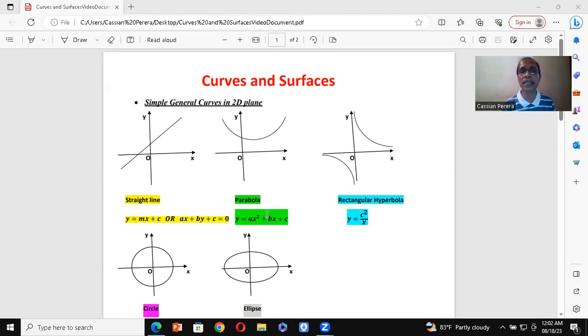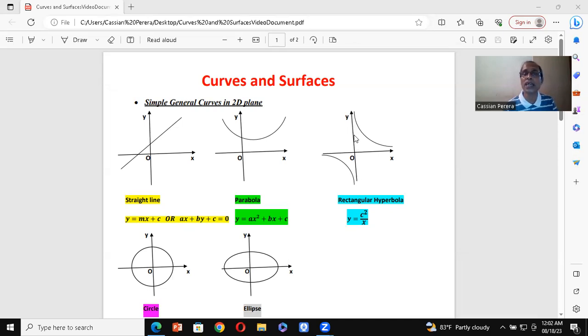Other one is called actually a rectangle hyperbola. A rectangle hyperbola is like that here. It doesn't touch the y-axis at x equals 0. When x equals 0, it goes to infinity, maybe plus infinity or minus infinity. Then, actually, in this case, the y-axis is called an asymptote.